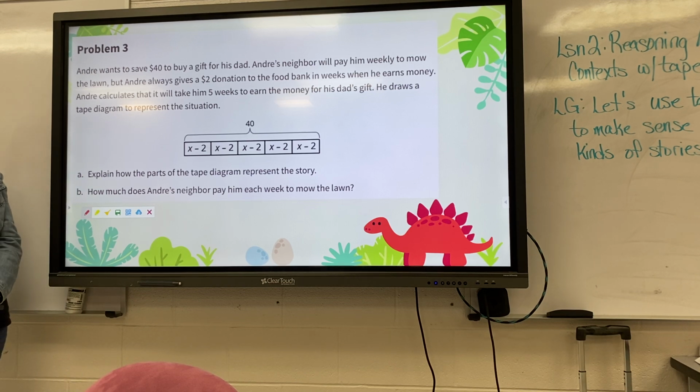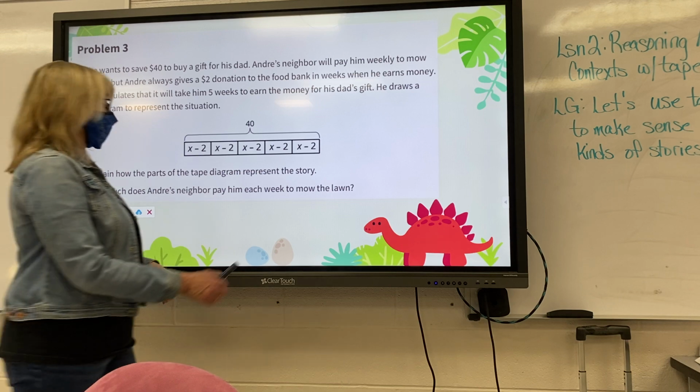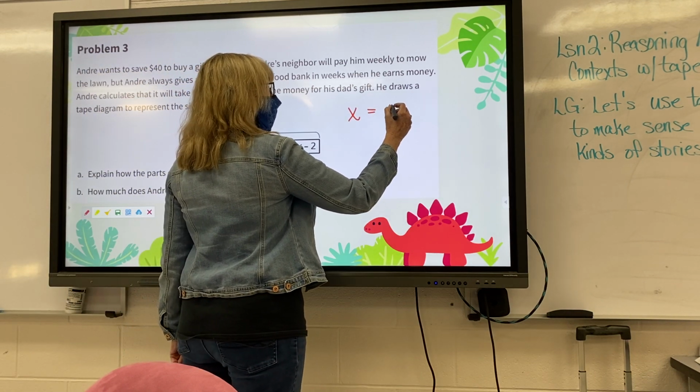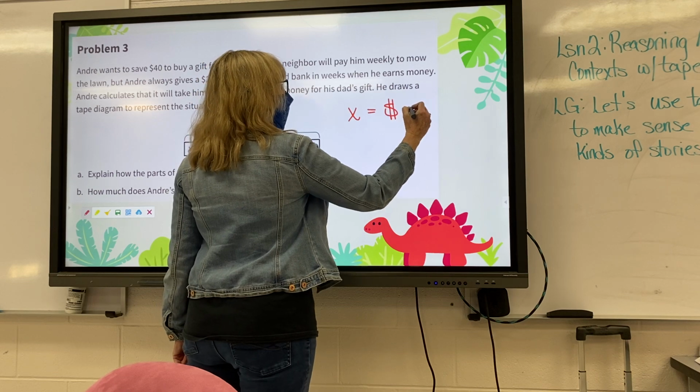All right, let's reason our way through it. How could we figure out how much the neighbor is gonna pay him? Because X represents what? The amount of money he gets for mowing the lawn.